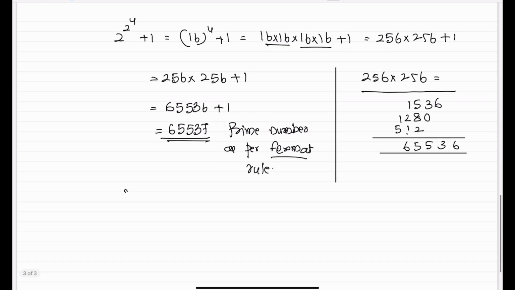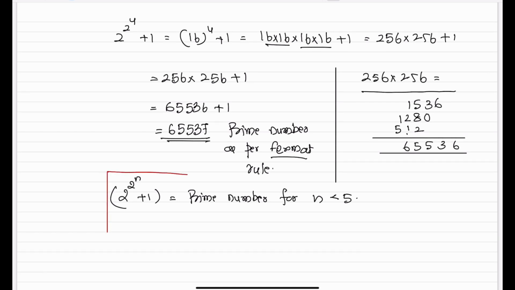What is the Fermat rule? 2 to the power of 2 to the power of n plus 1 is equal to a prime number for n less than 5. N is a natural number. Please remember this, and if possible, try to remember the 4 Fermat numbers.